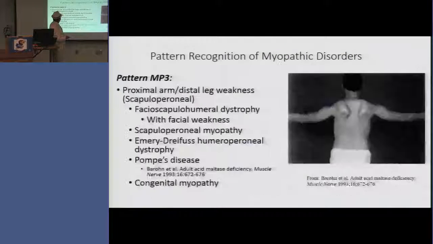Pattern 3 is proximal arm, distal leg. This is the scapuloperoneal pattern. If face is involved, then the diagnosis is FSH dystrophy. Sometimes face is not involved. It still could be FSH, but it also can be other disorders, such as this patient in the slide who's got Pompe's disease or acid maltase deficiency, and Emery-Dreifuss is also in this differential, and other congenital myopathies.